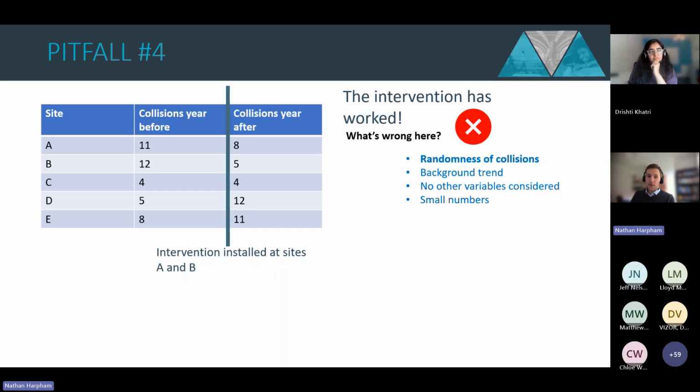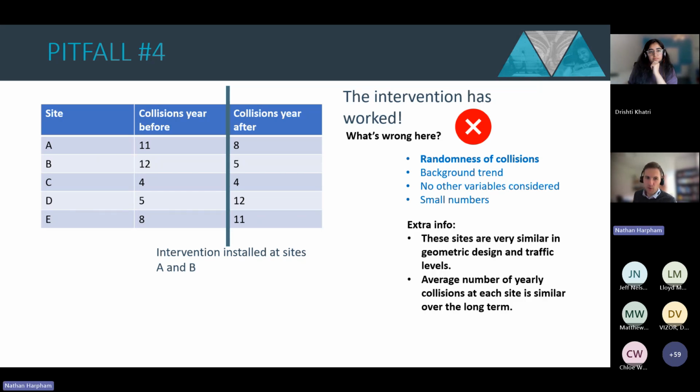I haven't looked at background trend. I haven't considered other variables. Also quite small numbers here. If we're comparing 11 to 8 and 12 to 5, is that enough? Maybe we need a stats test. Yeah, nice, Denise.